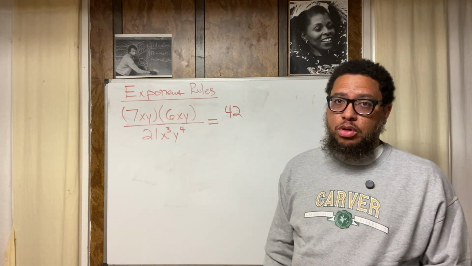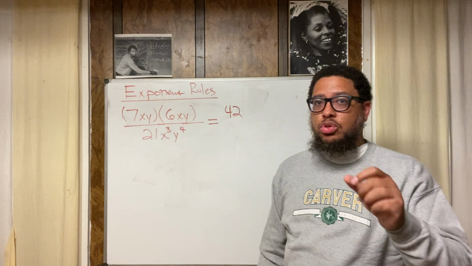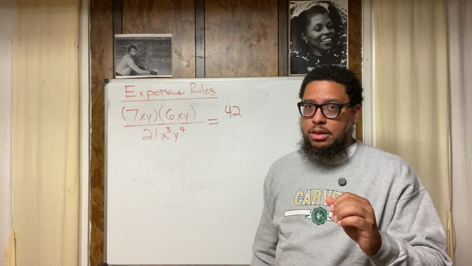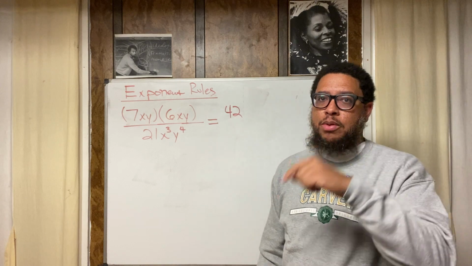Now, back to exponent rules. What is x times x? When you have x times x, you have to take the base, which is x, and add their exponents.